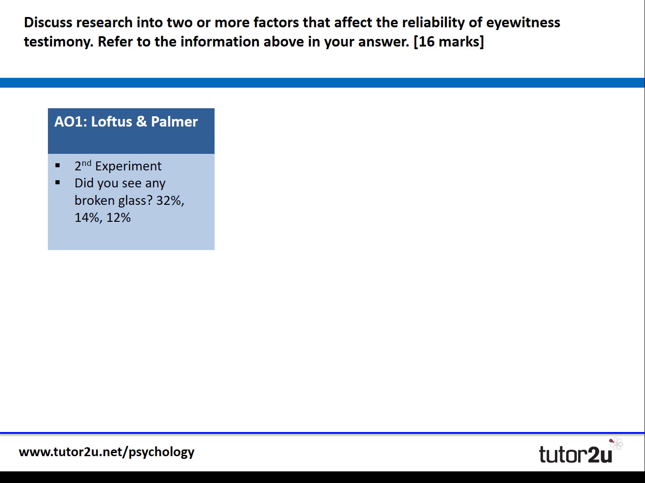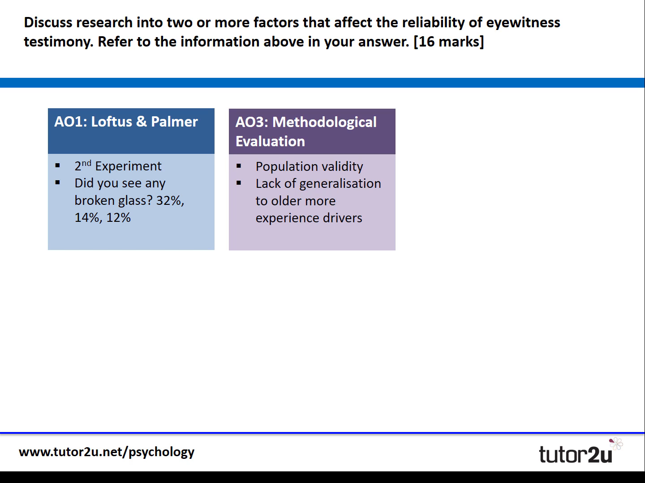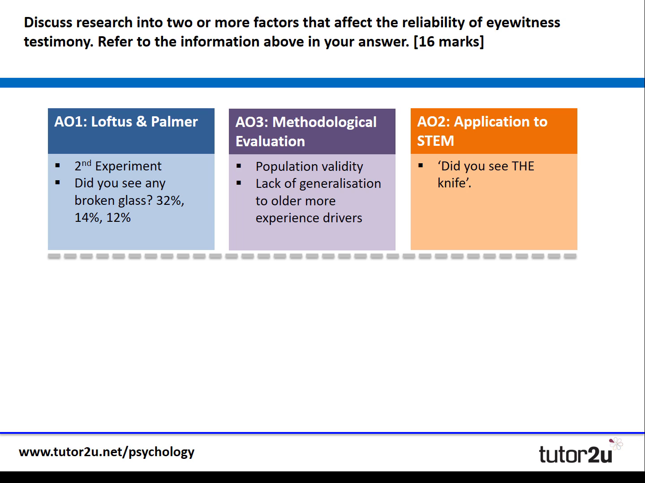So I would start by outlining my first piece of research because the question says discuss research, and while that can be studies or theories, I'm going to go down the studies route for this question. So I'm going to start by outlining Loftus and Palmer. Then I'm going to draw on some methodological evaluation, and then at that point I would apply my knowledge to the STEM. So if we're talking about Loftus and Palmer and the concepts of misleading questions, this clearly applies to the STEM because the police officer said, did you see the knife, which is evidently a misleading question.